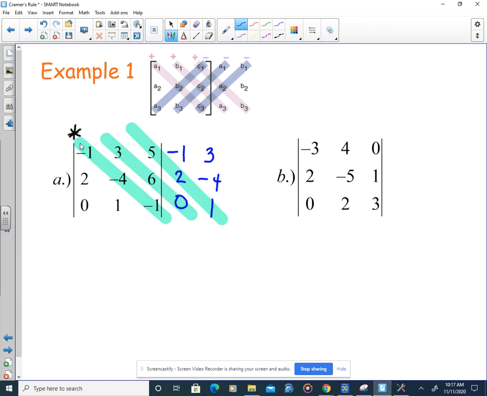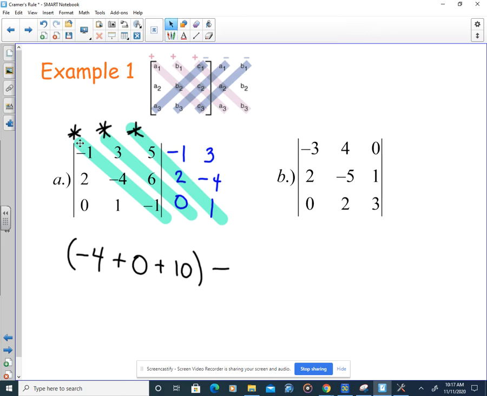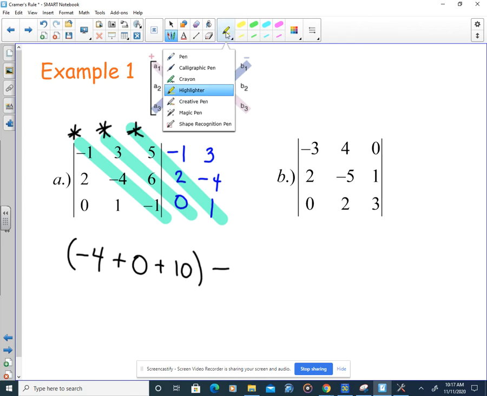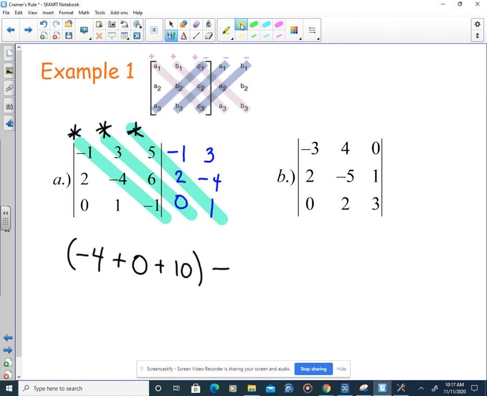Negative 1 times negative 4 times negative 1 is negative 4. Plus 3, now we're using this one. 3 times 6 times 0 is 0. Plus, now we're going to use this one. 5 times 2 times 1 is 10. And then I'm going to subtract that. Where I'm going to subtract that from? Well, I'm going to multiply these together now.